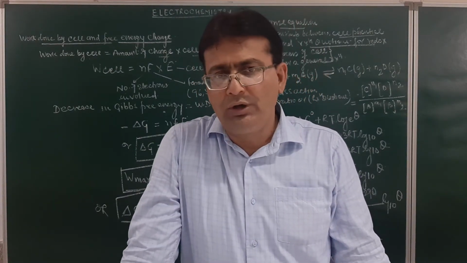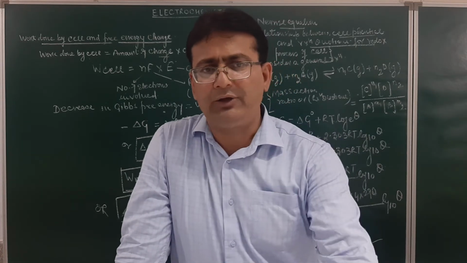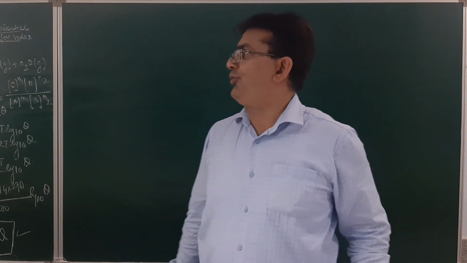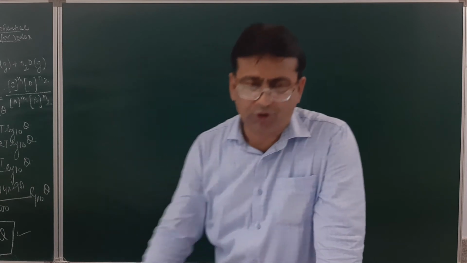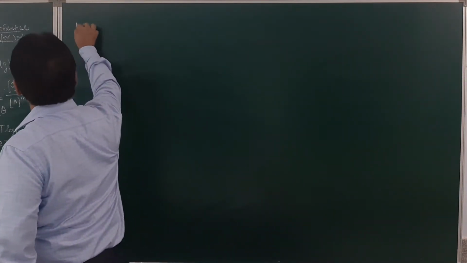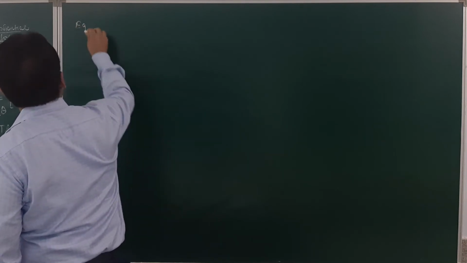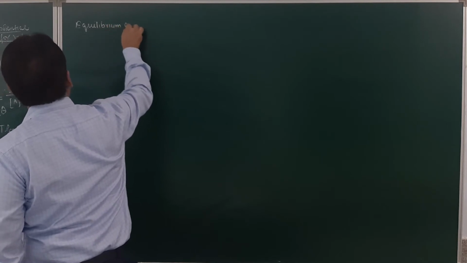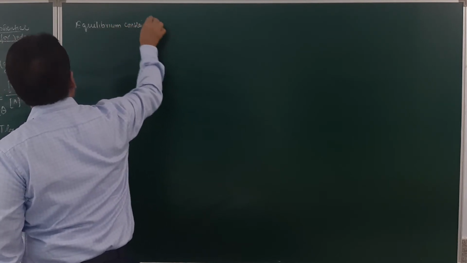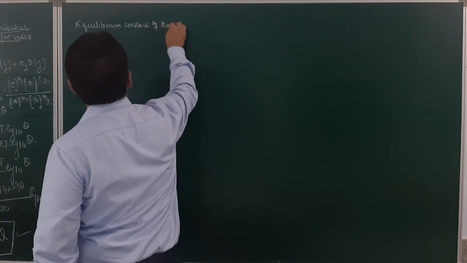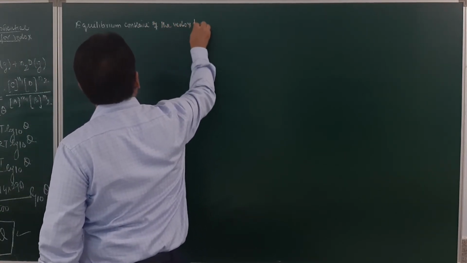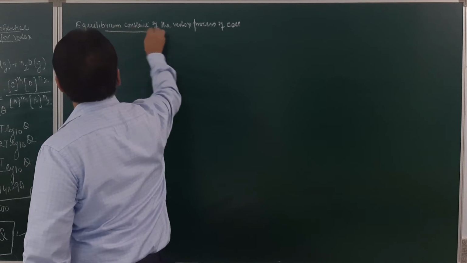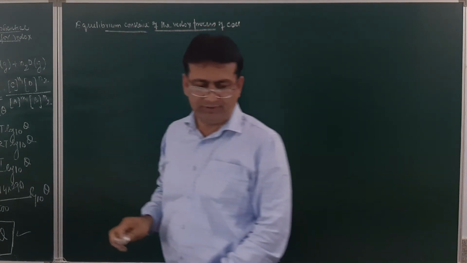Now further we will do the equilibrium constant for the redox reaction. The next is how to find out the equilibrium constant of the redox process of the cell. How to find out the equilibrium constant of the redox process of the cell?